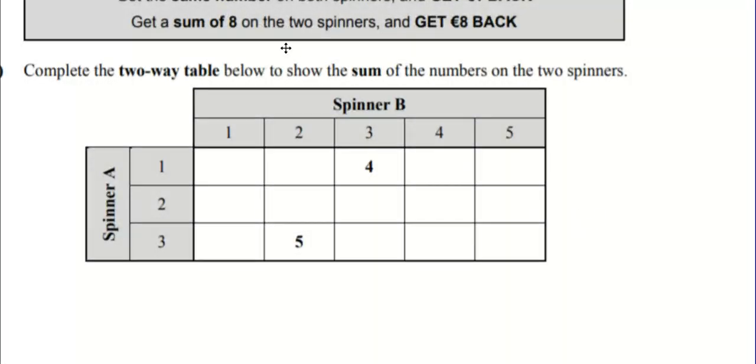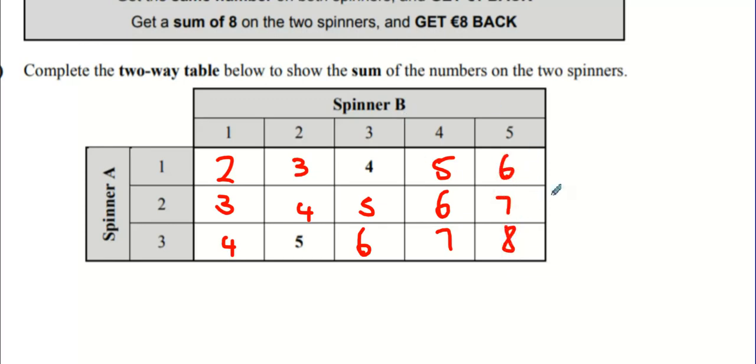Okay, so what we need to do here is basically 1 plus 1 is 2, 1 plus 2 is 3, 1 plus 3 is 4. 2 plus 1 is 3, 2 plus 2 is 4, 3 plus 2 is 5, 3 and 3 is 6, 4 and 1 is 5. I think we get the gist now. 6, 7, 8.